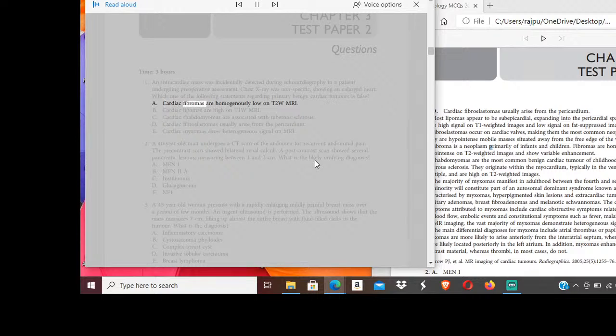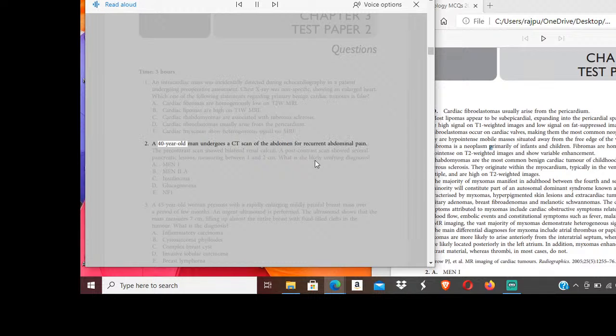A. Cardiac fibromas are homogeneously low on T2W MRI. B. Cardiac lipomas are high on T1W MRI. C. Cardiac rhabdomyomas are associated with tuberous sclerosis. D. Cardiac fibroelastomas usually arise from the pericardium. E. Cardiac myxomas show heterogeneous signal on MRI.